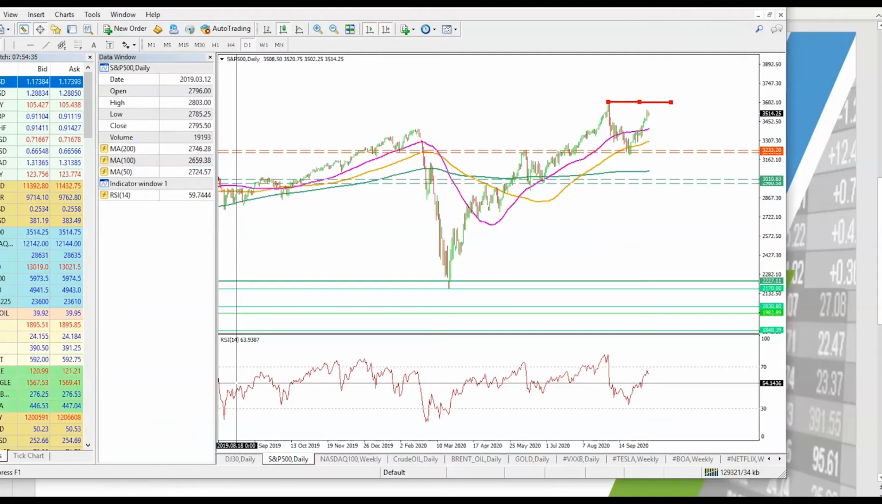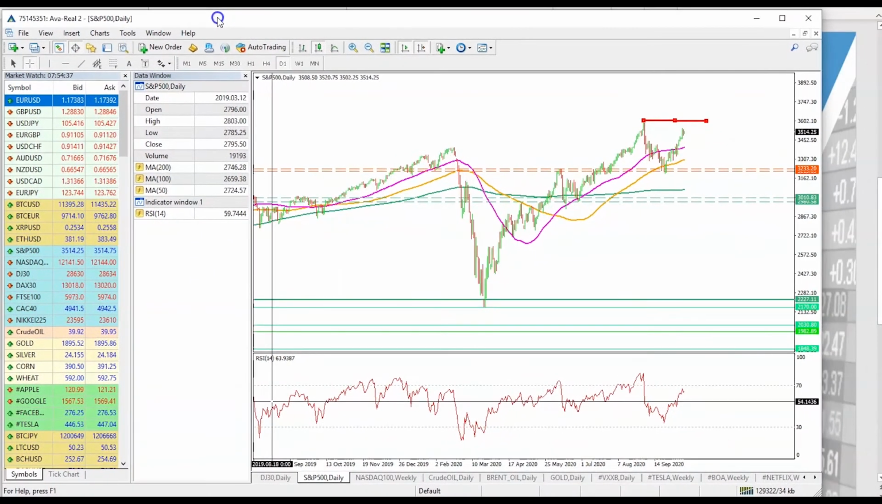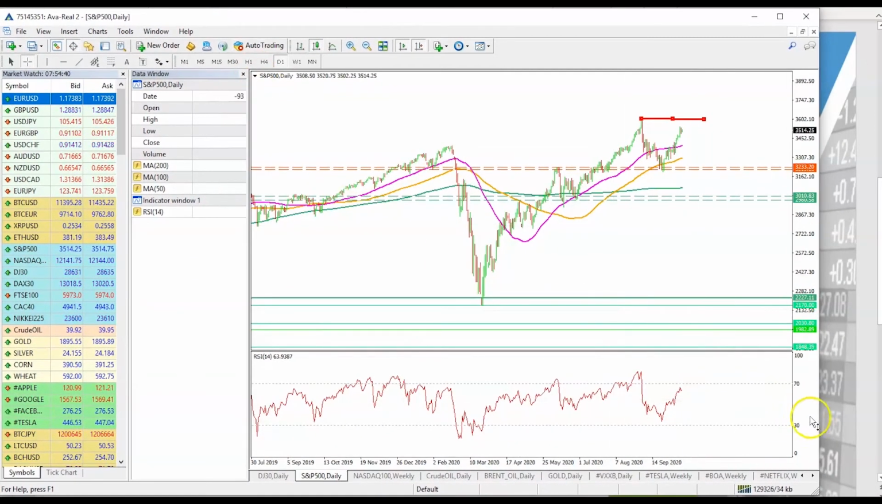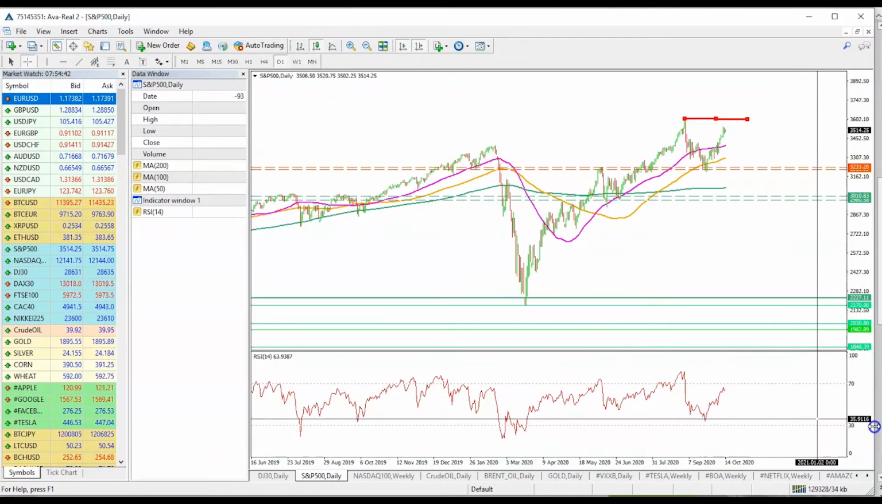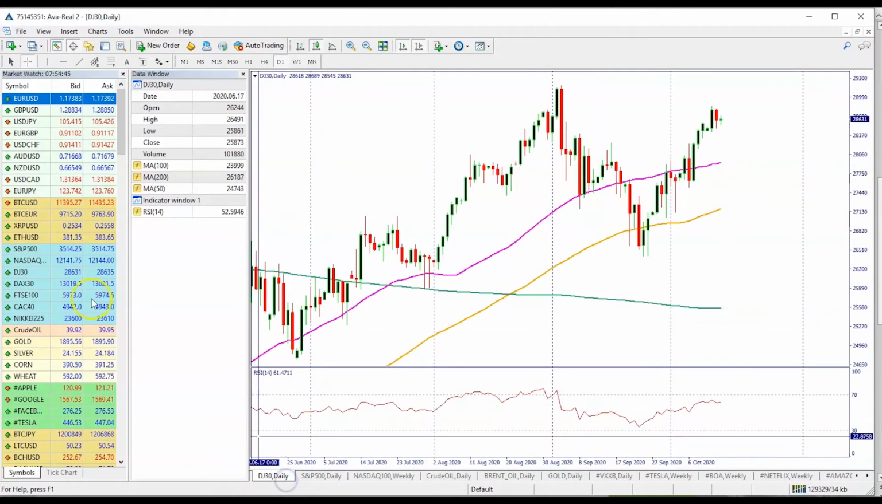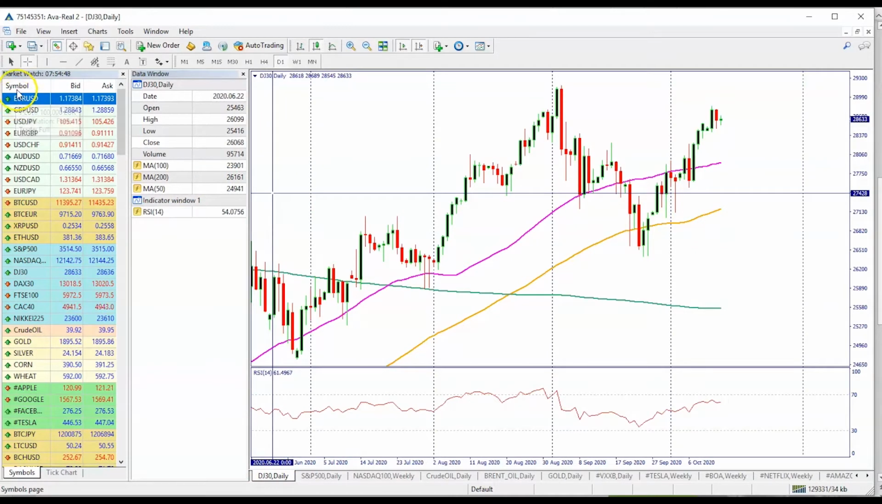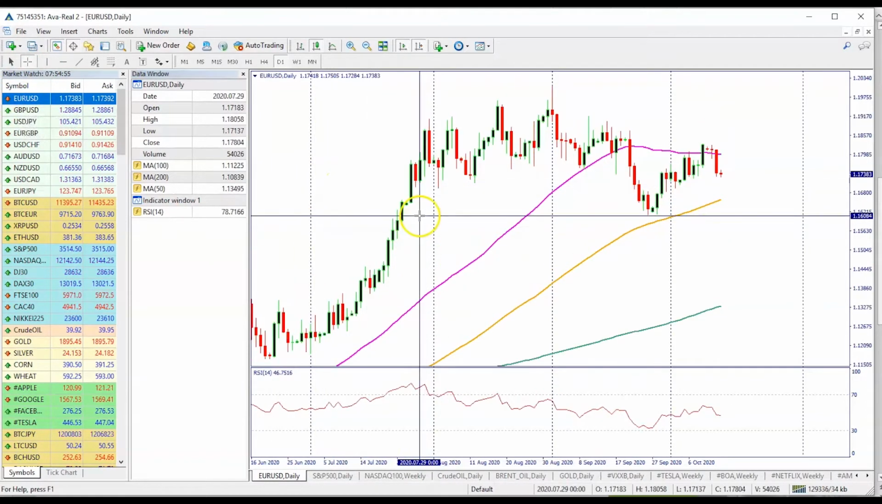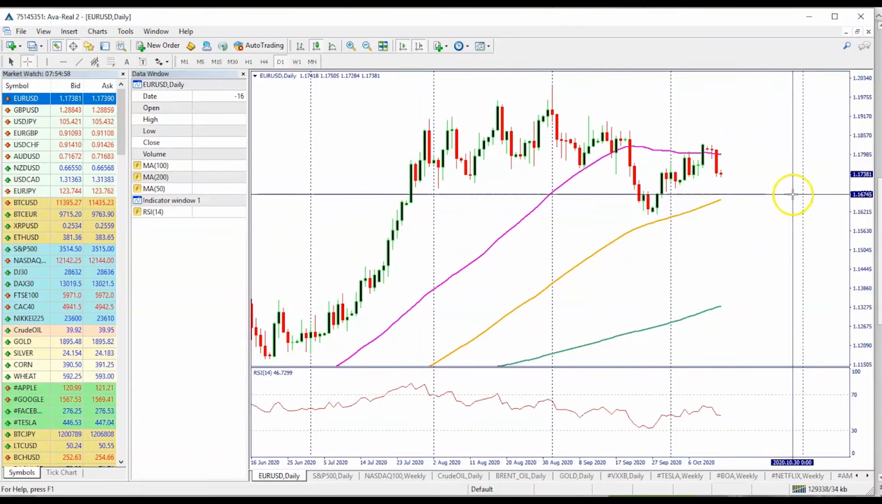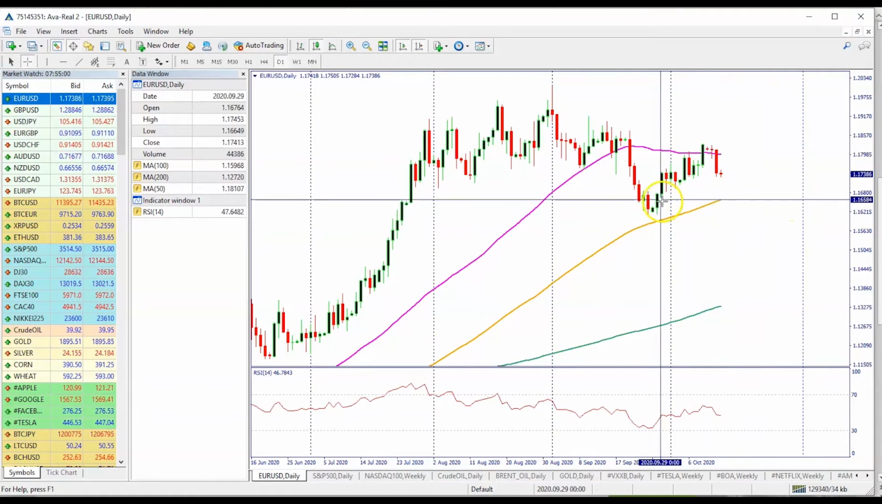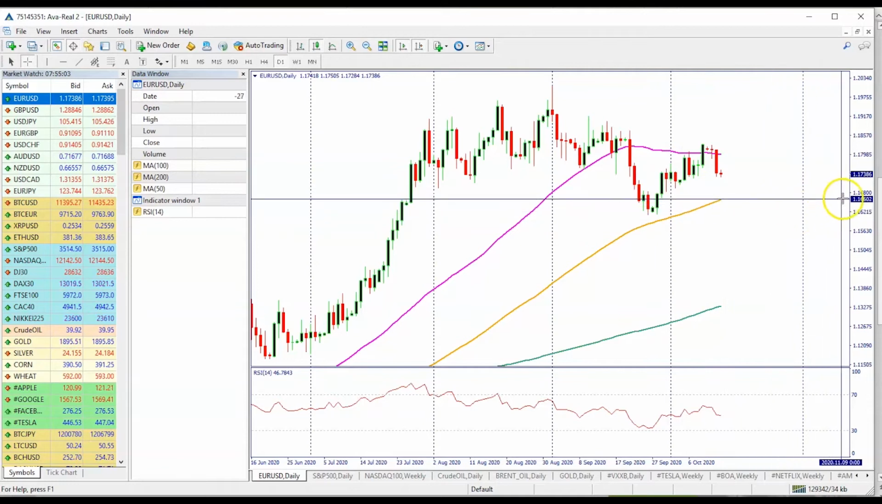Now, as always, I'm going to bring out the MT4 platform. This can be downloaded from AvaTrade's website. Whenever you want to bring any chart over here, you have instruments on the left hand side. All you have to do is click on the instrument and drag it on the chart. By doing that, you have that instrument's price chart. Now, as you can see, the euro dollar price chart is right over here, and the euro dollar is trading at 1.17.